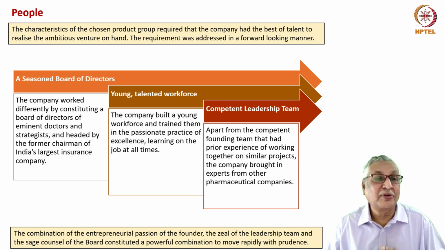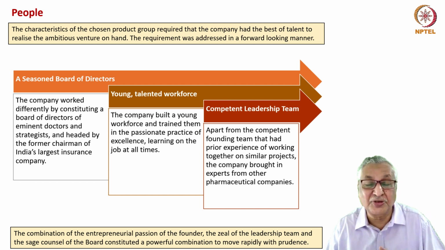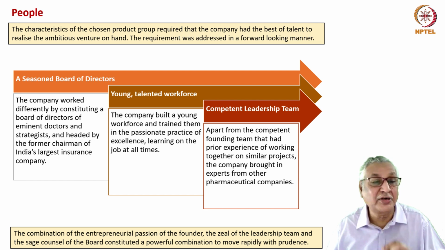The third aspect, people. The characteristics of the chosen product group required that the company had the best of talent to realize the ambitious venture on hand. The requirement was addressed in a forward looking manner, not in terms of how much this person would cost. He started off with a seasoned board of directors, something which startups try to avoid.